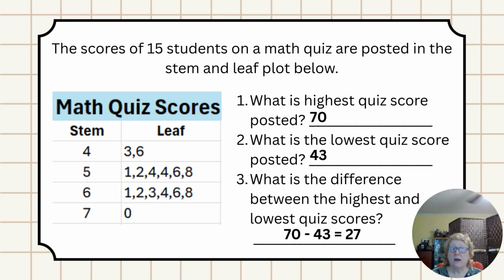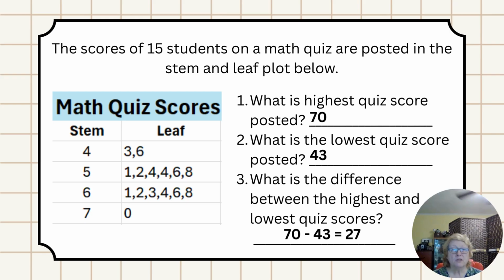What leaf comes with that 7? It's a 0. All right. So what is that number? If it has a stem of 7 and a leaf of 0, it's the number 70. And that is the highest number in the stem and leaf plot. So that is the answer to question number 1. The highest math score is 70.